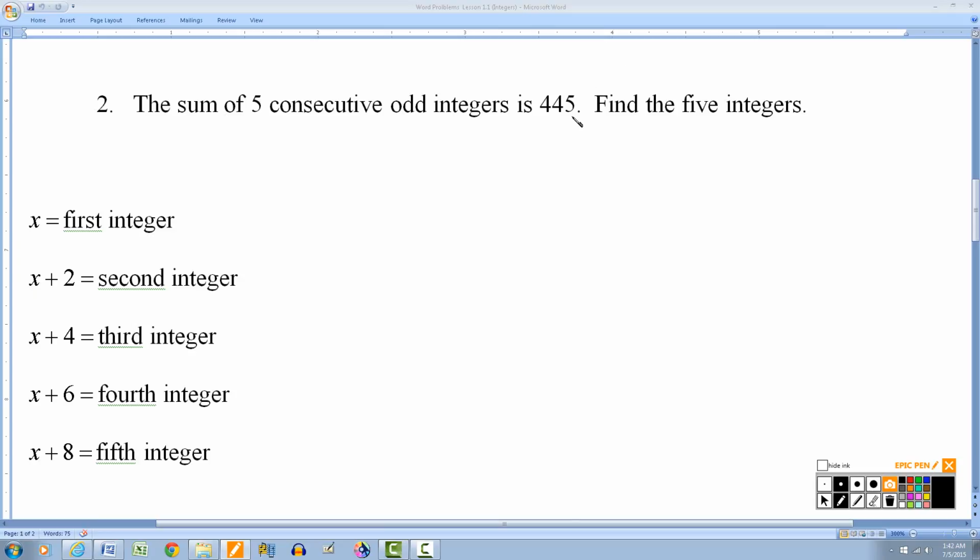Then you would just add the left side. So I got x, x, x, x, x. I got 5 x's, so that would give me 5x. And then I would add the numbers. So it's 2 plus 4 plus 6, that's 12, and 8 is 20. That is supposed to equal 445.